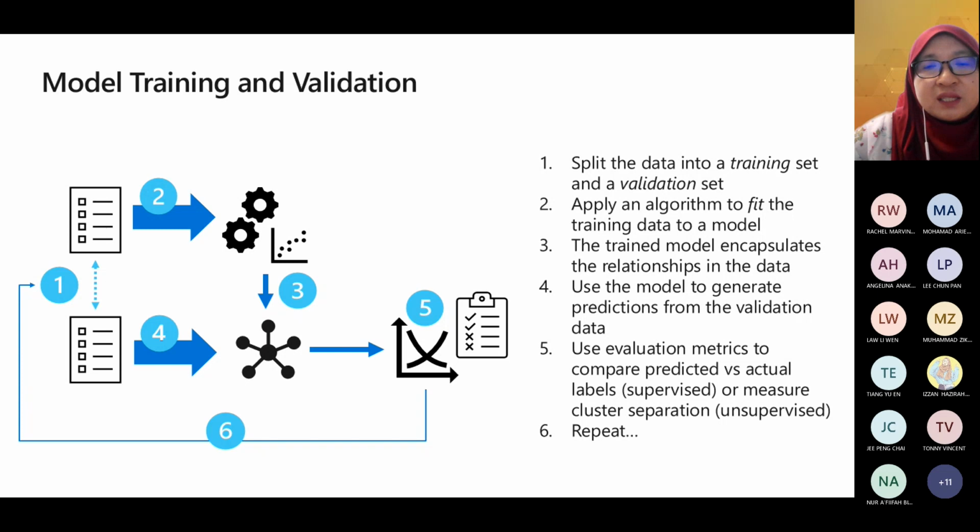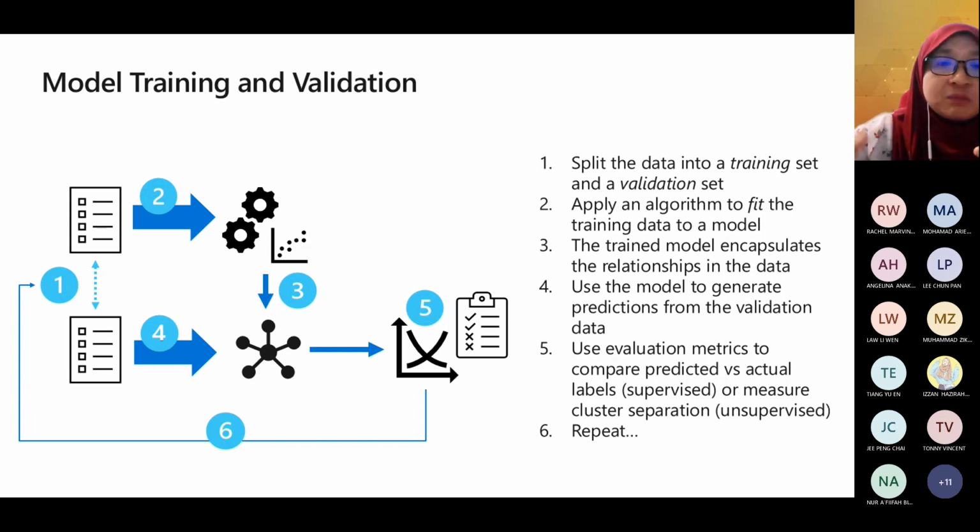We can use some of the data set aside, which is the validation data, to test how closely our model's predicted label matches the actual label. So you have to compare your predicted with the actual label. In the case of unsupervised learning, where you don't have the actual label, we measure how well our model's predicted labels were at separating the clusters.